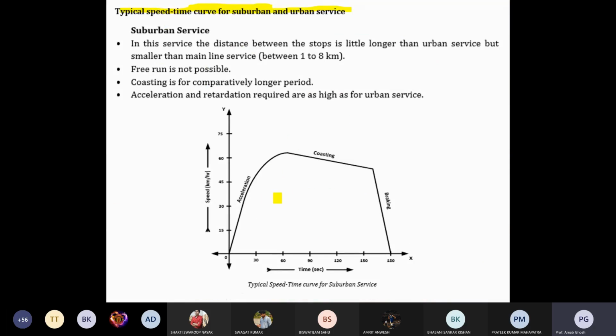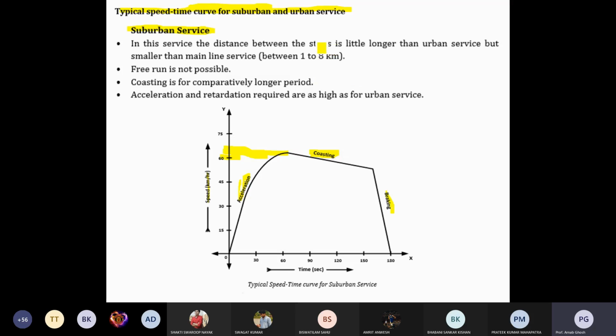So speed is maximum speed, you know that, up to 60. Then 60 to 70. Okay, you know that maximum 70 it is coming. It is your 70 value it is coming. So it is called the suburban service. Suburban service means in this service the distance between the stops is a little longer than the urban service. So first they are telling about the suburban. Then we can go for the urban.